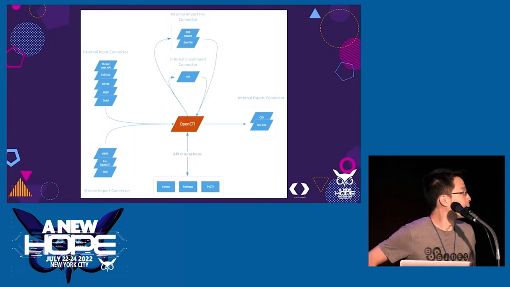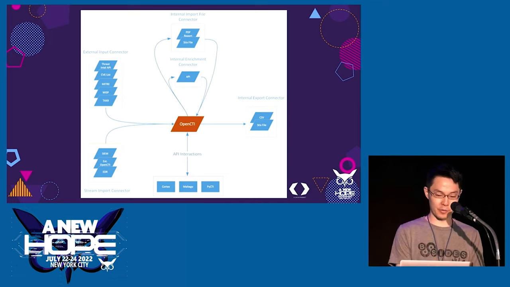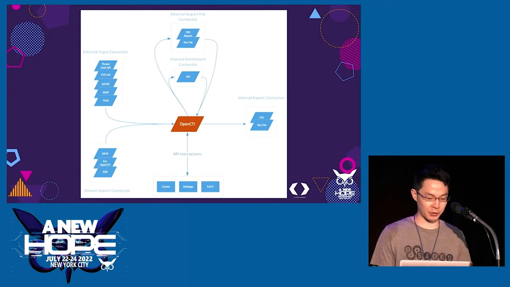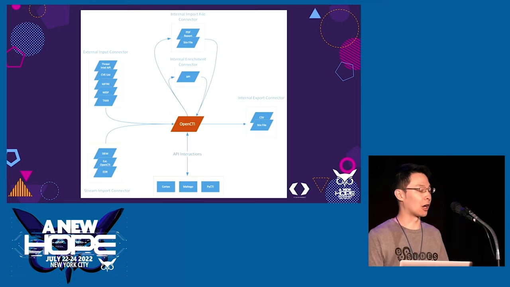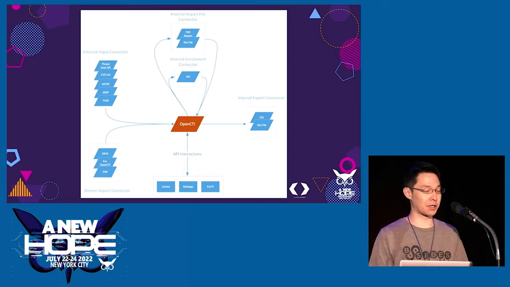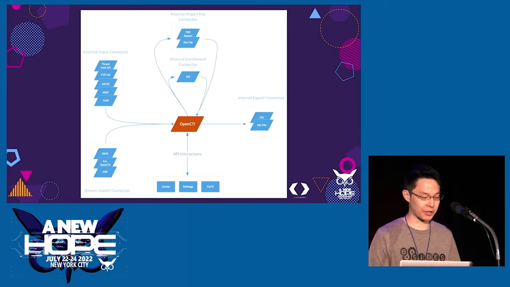This diagram here just breaks it down even further, starting on the left side with the external input connectors. These are the connectors that will listen from upstream. So if MITRE puts out a new ATT&CK technique and you need your platform to run the update, your platform will automatically be able to pull the MITRE ATT&CK techniques, the CSVs, the JSONs hosted by MITRE on their GitHub, every day or something, so you get the most up-to-date information.